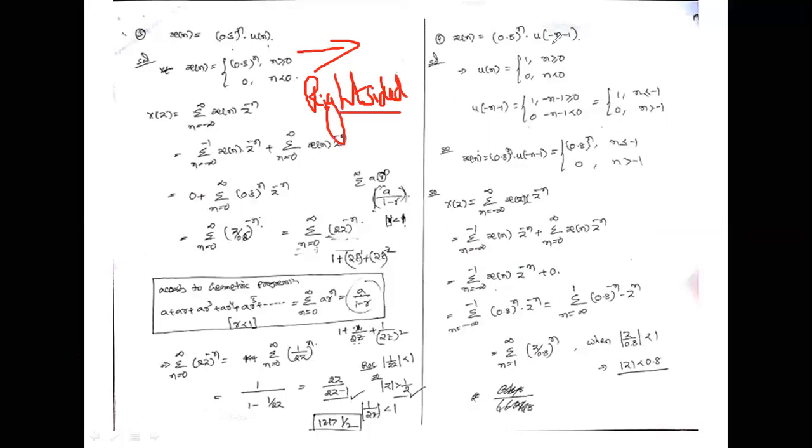Now the u of minus n minus 1. Actually, u of minus n is nothing but left sided. Because it is discrete, 0 to infinity is right sided, and minus infinity to minus 1 is the left side. Because it's discrete, minus 1 value is a left sided function.